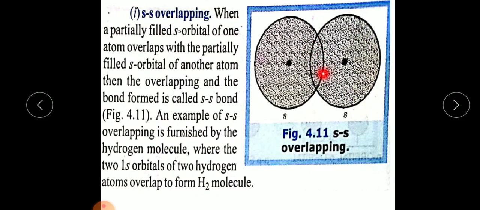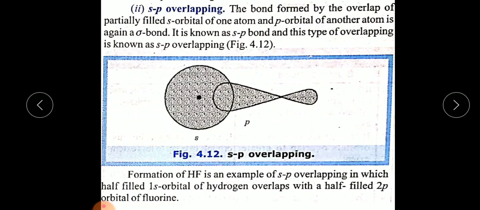So when they overlap, the pairing of electrons takes place, and this gives rise to a sigma bond. So when a partially filled s orbital of one atom overlaps with the partially filled s orbital of another atom, then the overlapping and the bond formed is called ss bond. Why is it ss bond? Because this is also s orbital and this is also s orbital. Such examples you can find in the hydrogen molecule, H2, where you have got ss overlapping.